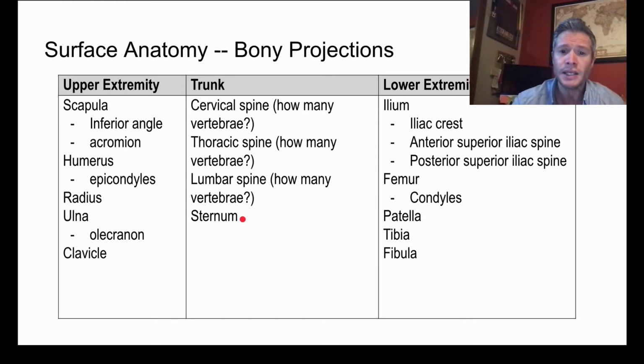Okay. And last but not least, the sternum. That's right here in the middle. It's a very flat bone where all the rib cage comes around and meets. Okay. Lower extremity, you have your ilium. So ilium is the top part of the pelvis.